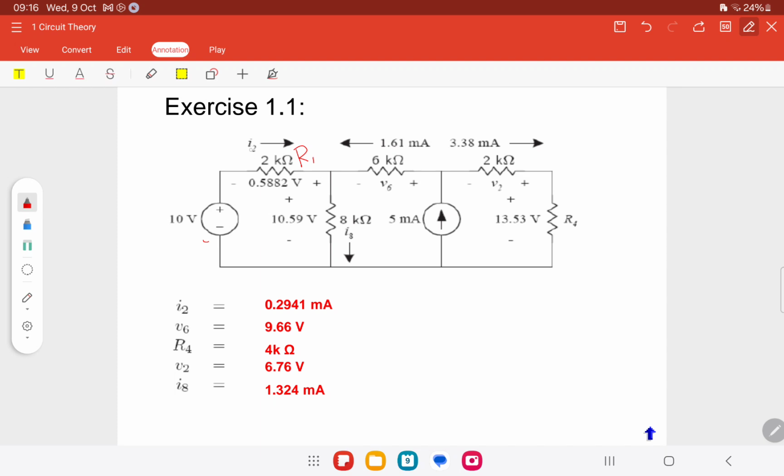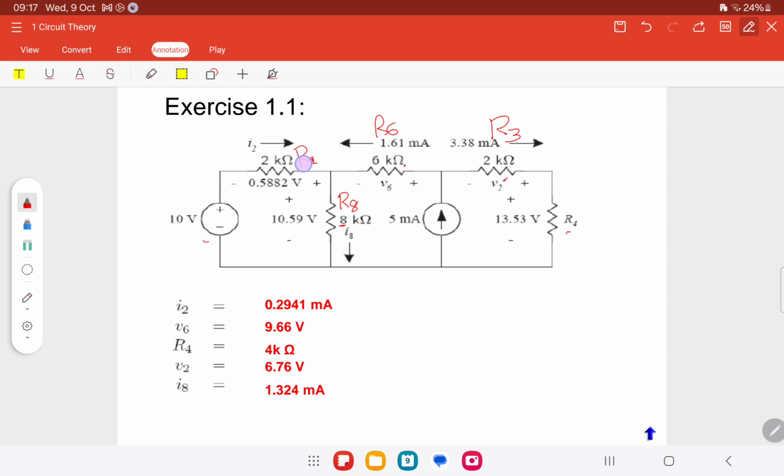Tak, bukan R2 lah sebab dia I2. Okay, tak apa, kita letak R2. Okay, and here we have yang ni, yang 8 ni, we put it as R8. Okay, this one yang 6, it is R6. Okay, ini adalah R2 juga. Sekejap, I2. Ni V2. Tak apa, this one is R3 lah pula. Okay, here is R4.